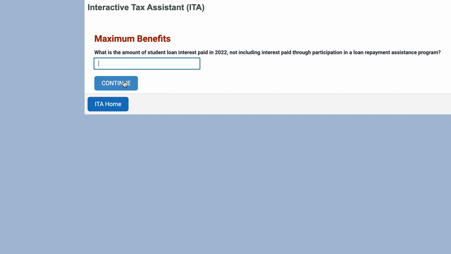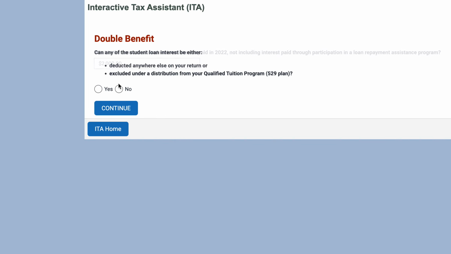let's assume that you didn't use any of that and you paid for everything either out of pocket or through student loans. So what was the amount of student loan interest? Let's just say we paid $2,000 of interest. Would it be either deducted somewhere else on your tax return or excluded under a distribution from your 529 plan? Because the IRS does not allow double benefits. So you can't take a tax deduction that you're already taking somewhere else on your tax return, like employee-related business expenses, on Schedule C, for example.